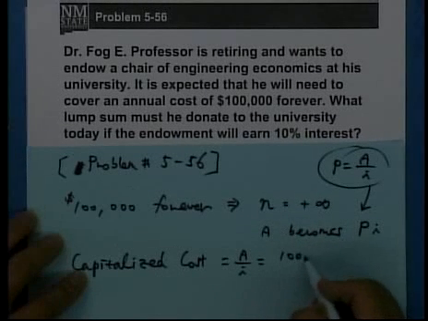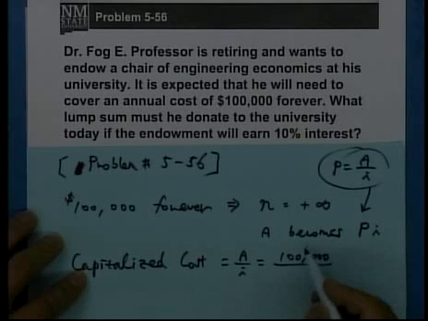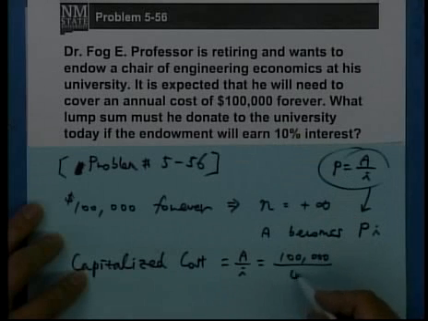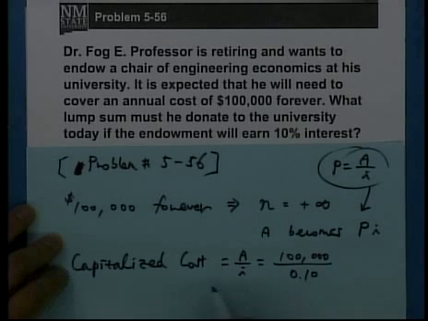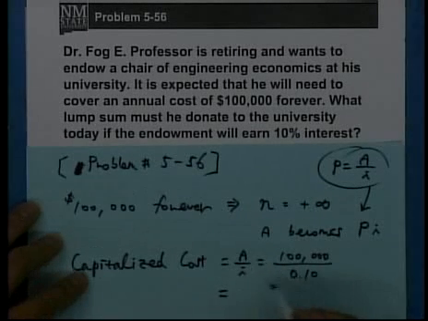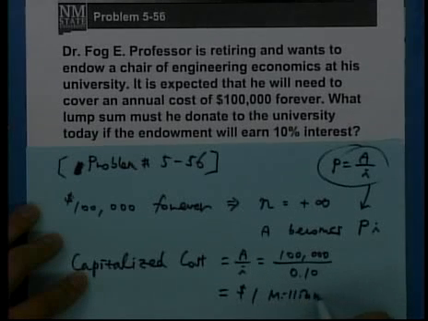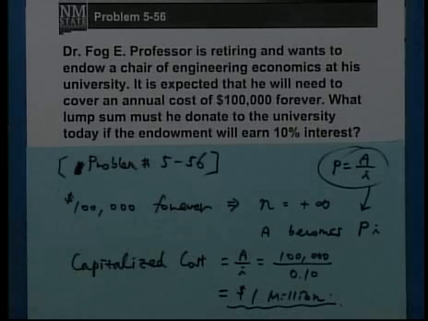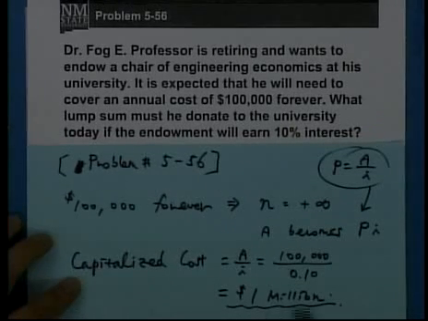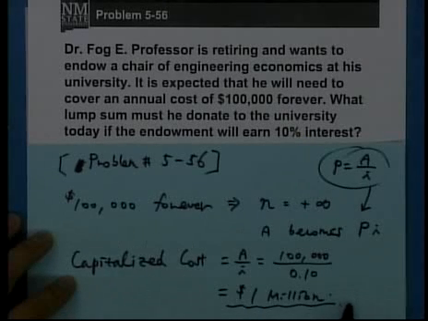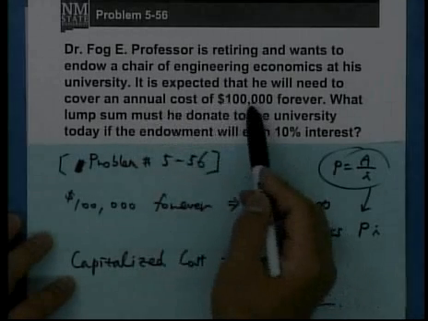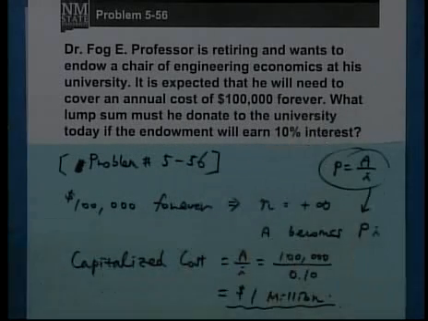So $100,000 divided by 10% interest rate, so 0.10. So how much is this? That is $1,000,000. Okay. So he needs to donate $1 million to the university today, okay, to cover annual cost of $100,000 forever.